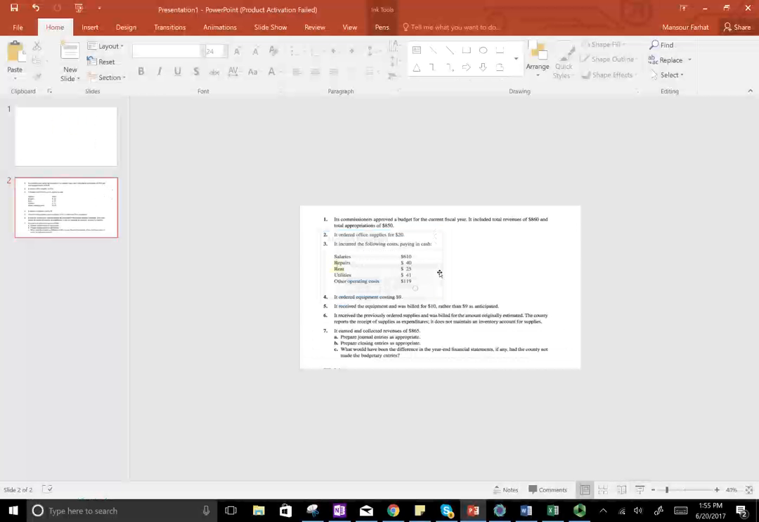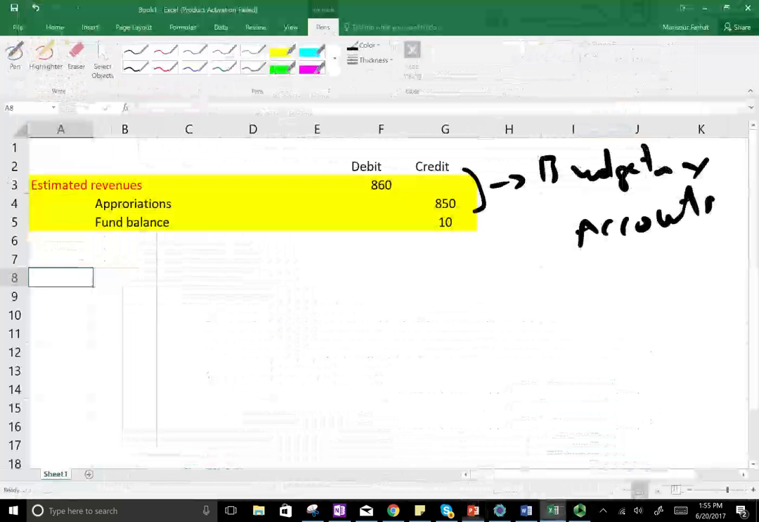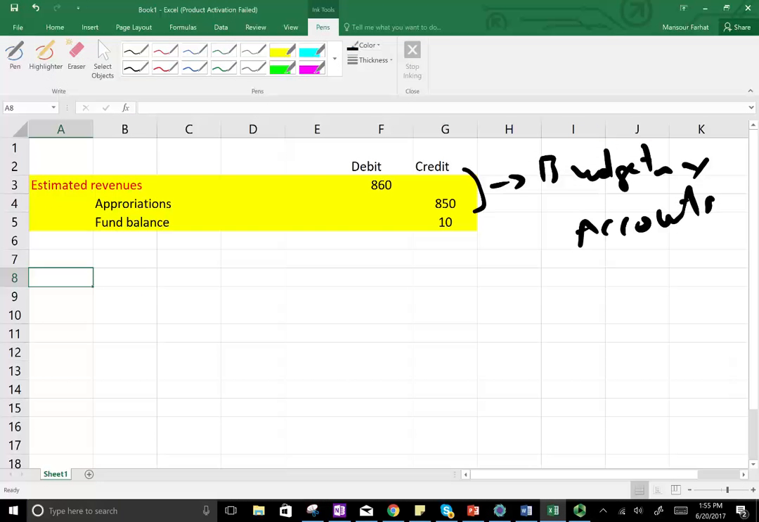So when you order something, we're going to encumber it. Let's go ahead and do the encumbrance entry. This is entry number 2. We're going to debit encumbrances $20 million, and we're going to credit reserved for encumbrances another $20 million. So again, what does this entry entail?